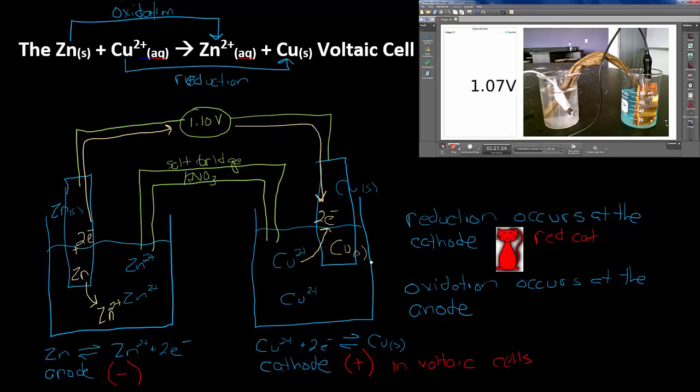So the reactions occur as drawn. Zinc sends its electrons around through the voltage probe into the metallic piece of copper, which attracts copper 2+ ions. The predicted value was 1.1. You can see our experimental value there was 1.07 volts.